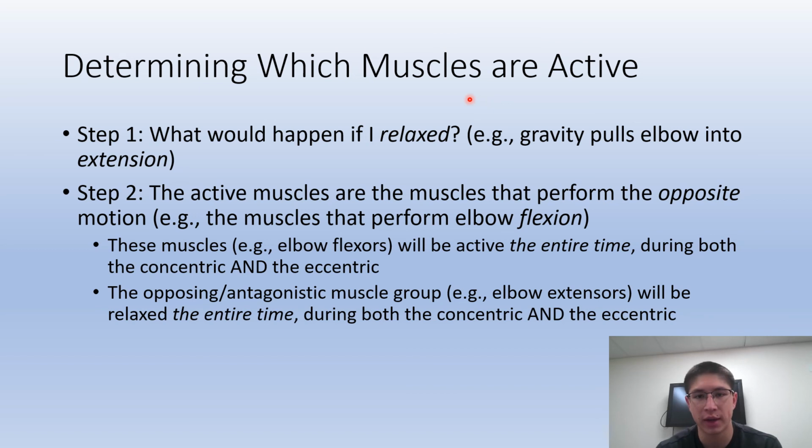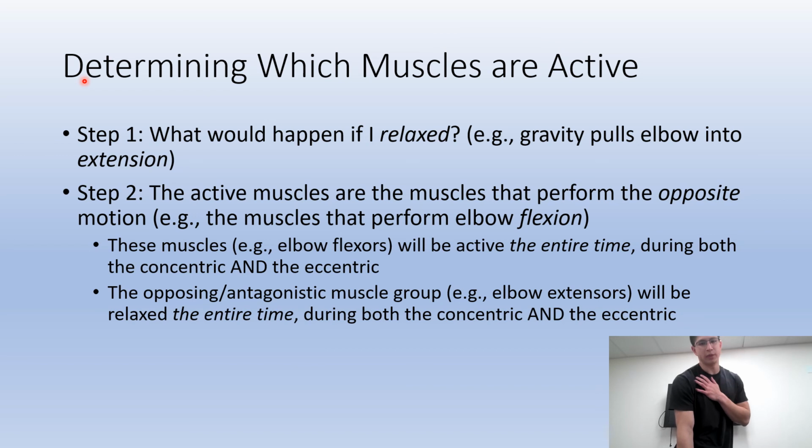The previous slide allowed us to figure out which type of contraction was occurring, so whether it's concentric, eccentric, or isometric. This slide is going to tell us which muscle group is actually contracting the whole time and which muscle groups can be relaxed. So step one for this process is to ask yourself, during this exercise, what would happen if I just completely relaxed? Using the bicep curl as an example, if I'm performing bicep curls and then I just totally relax, then gravity is going to pull my elbow into extension, right? So if I relax, gravity pulls my elbow into extension.